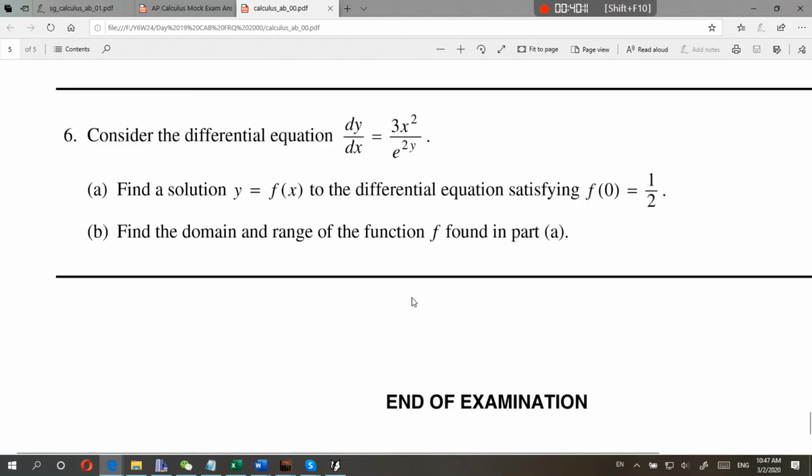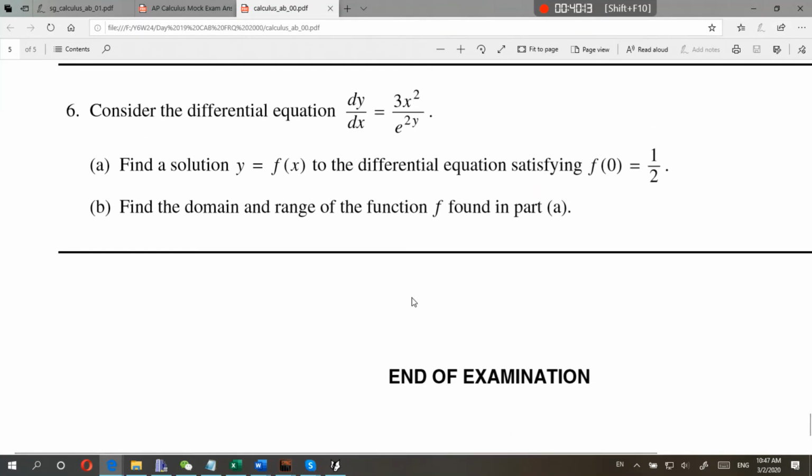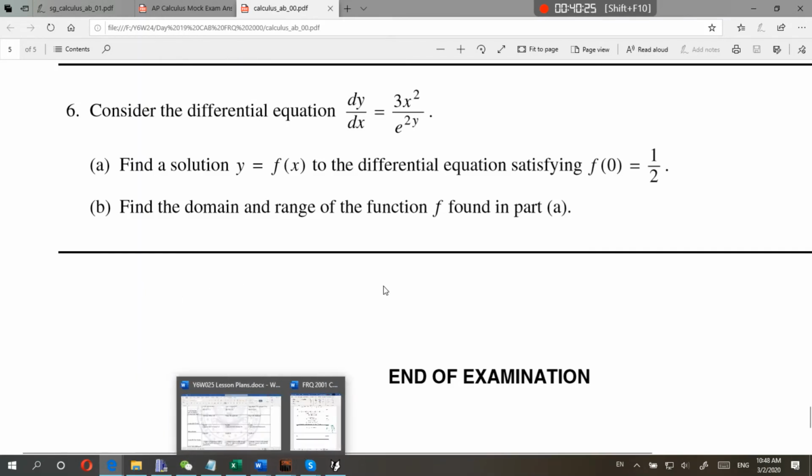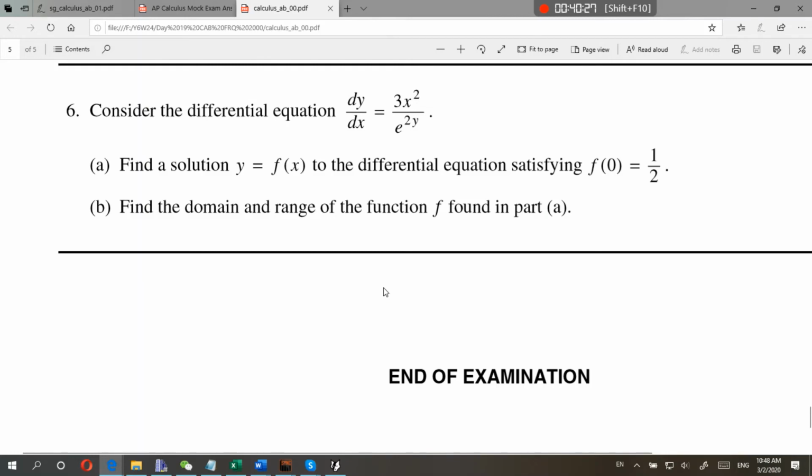Okay, so our first step is the most important. First step, we need to separate our variables. So I'm going to throw all my y's to one side and all of my x's to the other. Let me do this through the keyboard.